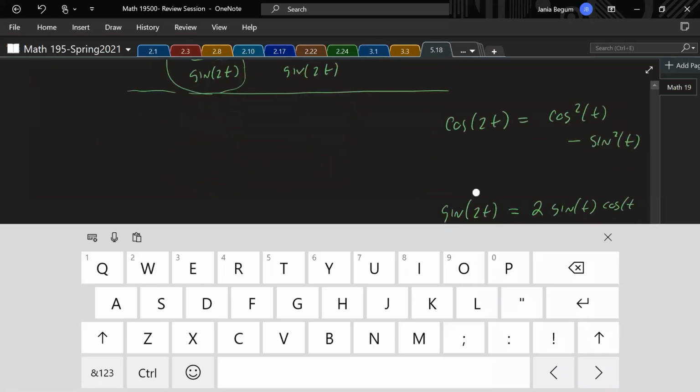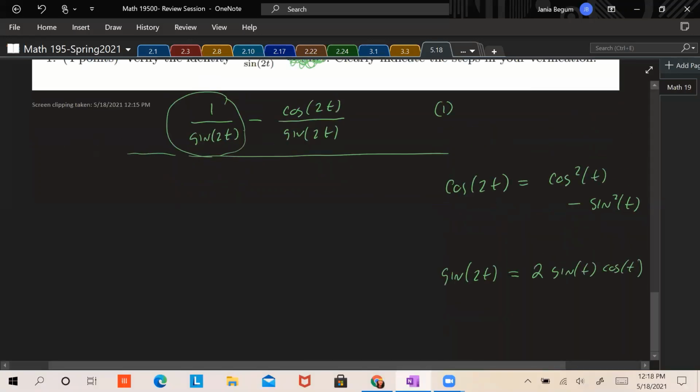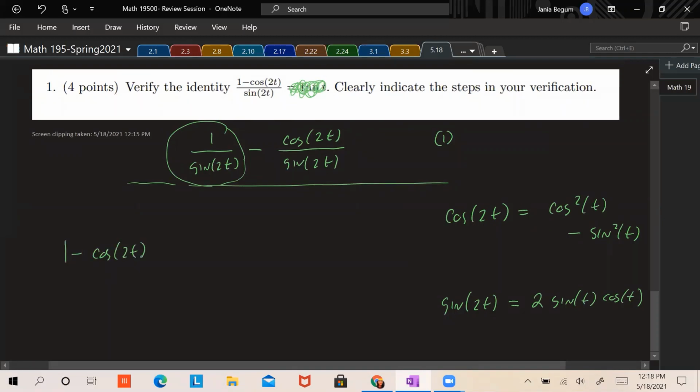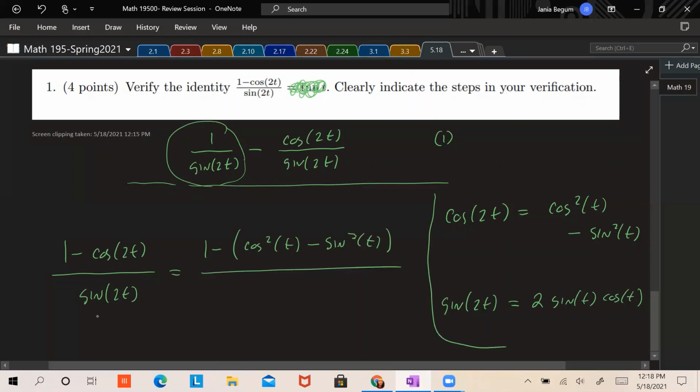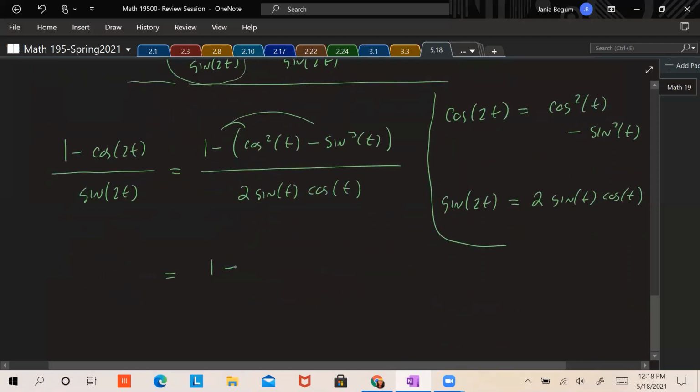Great. So now let's plug these in and see what this simplifies to. We want 1 minus cosine 2t over sine 2t. Cosine 2t can be replaced with that formula, so we have 1 minus (cosine squared t minus sine squared t), and then all over sine 2t, which is 2 sine t cosine t. Now I can distribute the negative out just to simplify this. So this is 1 minus cosine squared t plus sine squared t, all over 2 sine t cosine t.